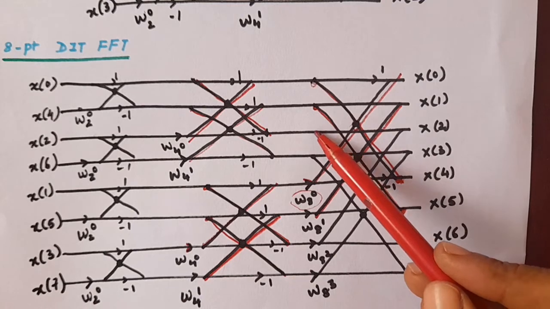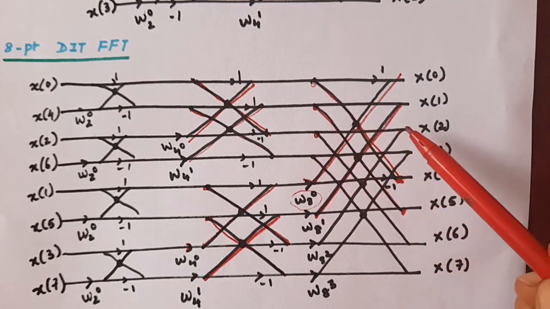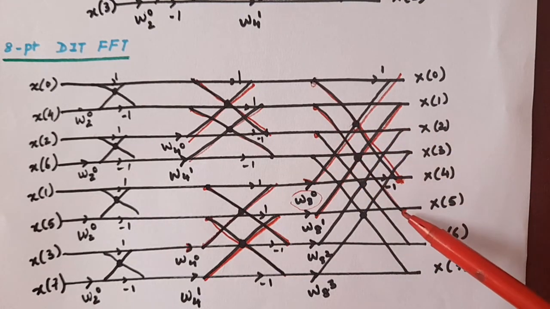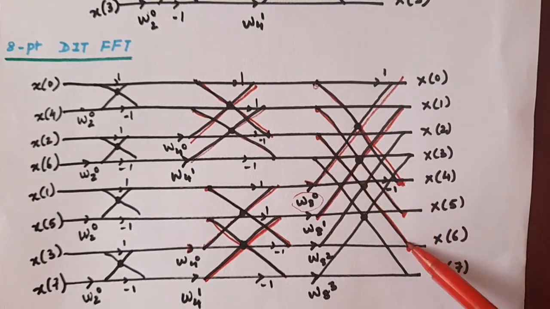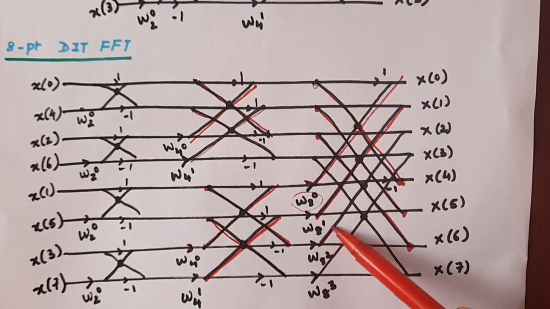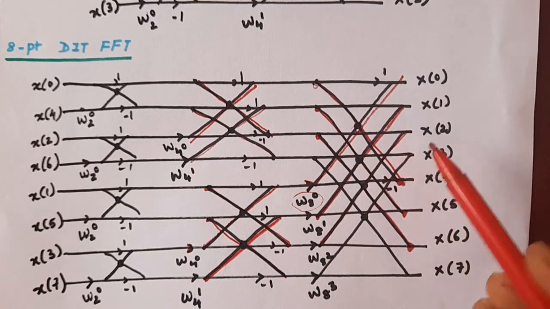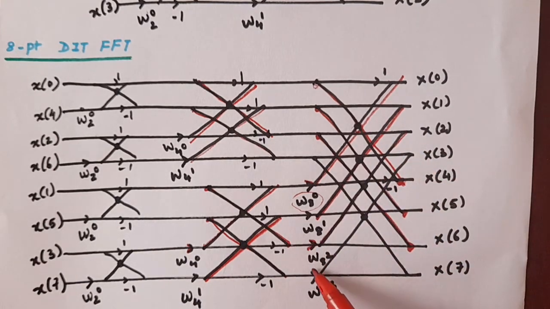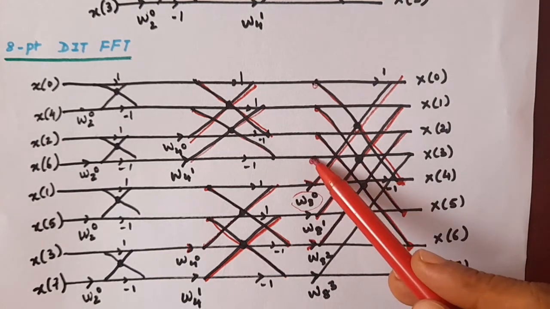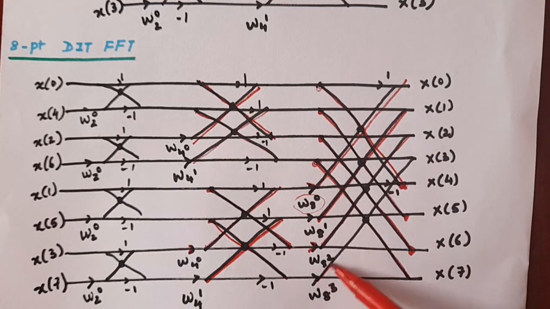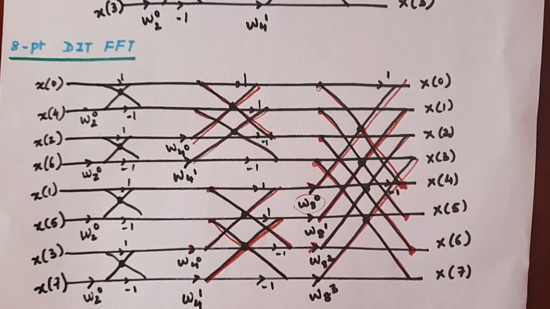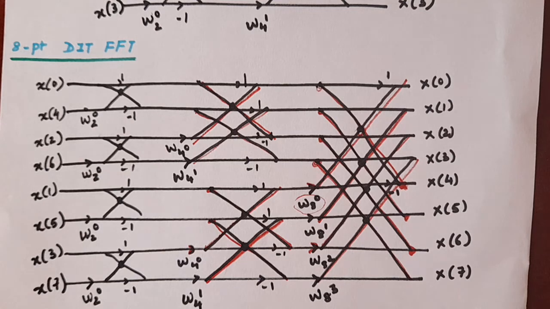Now coming to this third line, leave 4 lines, 1, 2, 3, 4, join it here. From this point, draw the third one. The twiddle factor is W8 to the power of 2. Now coming to the fourth one, like this, W8 to the power of 3.